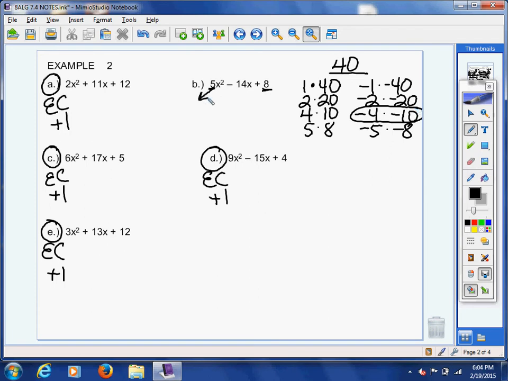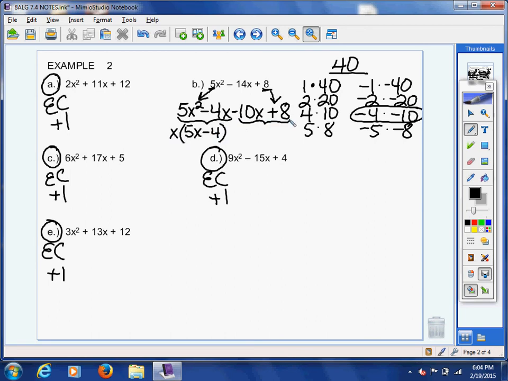So we're going to rewrite it. So drop down 5x squared. We're going to rename negative 14x as negative 4x and negative 10x. And then we're going to drop down our 8. Okay? We're going to factor by grouping. So we're going to take out an x. That's going to leave us with 5x minus 4.